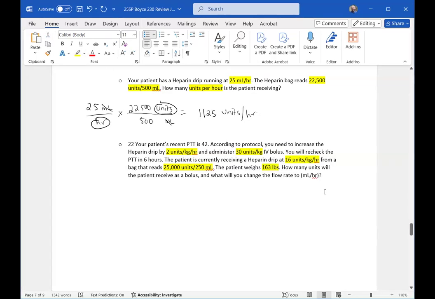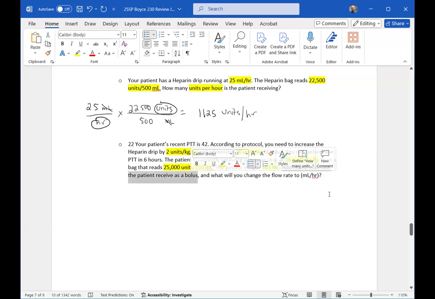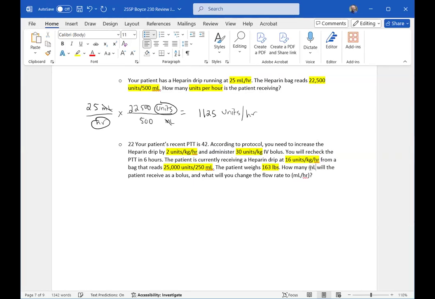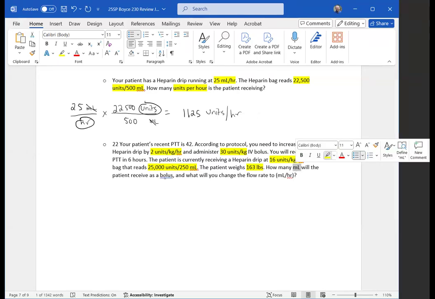And then the question states, and this is what I was mentioning earlier, if you haven't answered a question like this, they're going to ask you two questions. The first one is, how many units will the patient receive as a bolus? I'm actually going to change that question. I'm going to say how many ml, because I want you to practice that. So how many ml for the bolus?